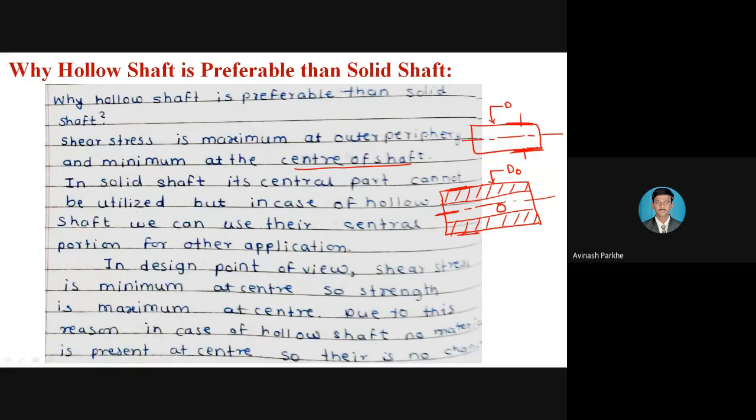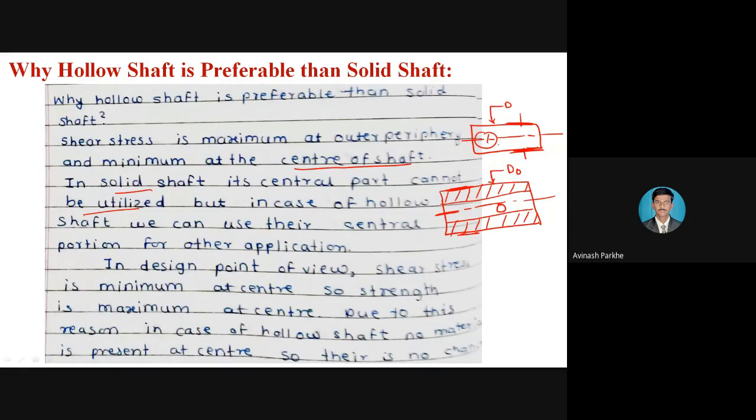In case of a solid shaft, its central portion cannot be utilized. In a solid shaft, the central hollow portion is not there. You can see in the figure, this is the solid shaft. At the center point, material is present. At the top point, material is also present. That means there is no hollow section in a solid shaft.